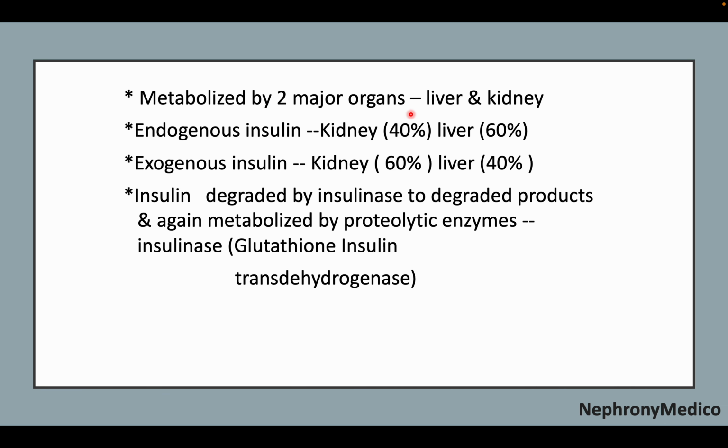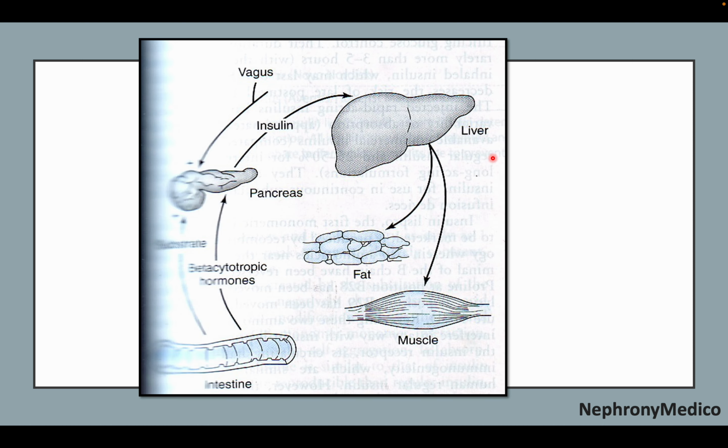Endogenous insulin is metabolized by kidney 40% and liver 60%, and exogenous insulin by kidney 60% and liver 40%. The insulin is degraded by insulinase to degraded products, and then these are again metabolized by proteolytic enzymes. The insulinase is glutathione insulin transhydrogenase. Now, this is a picture showing different organs acting in relation to insulin.